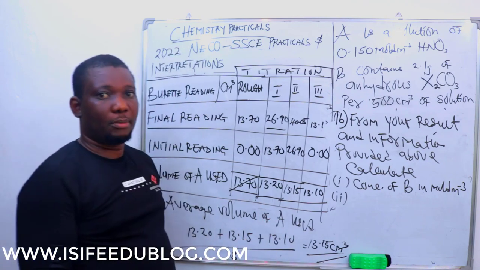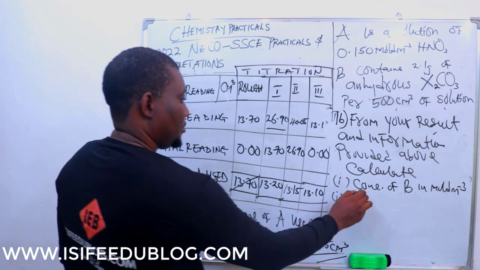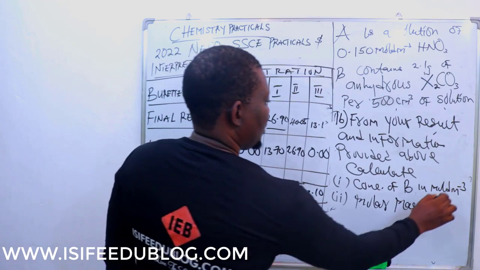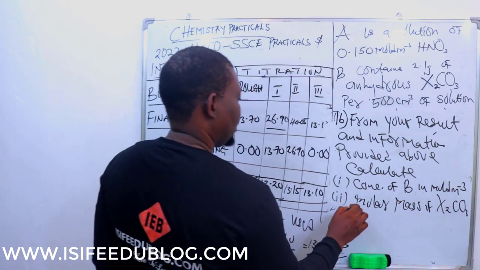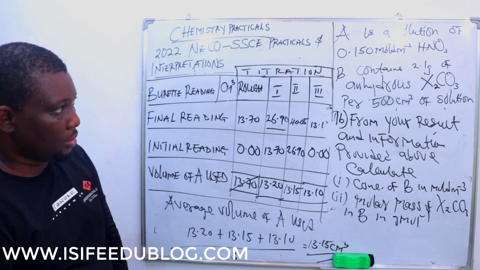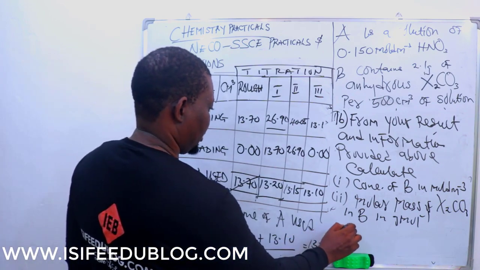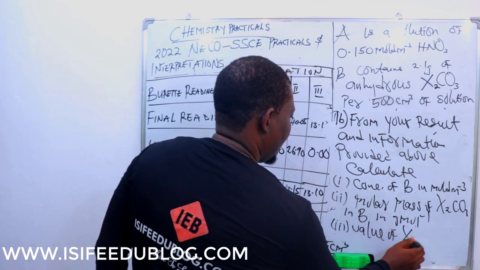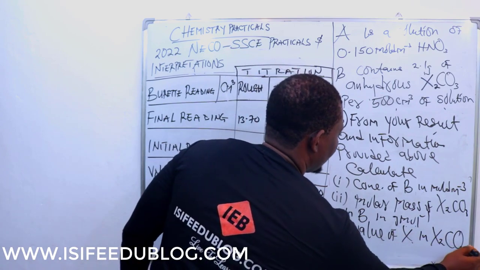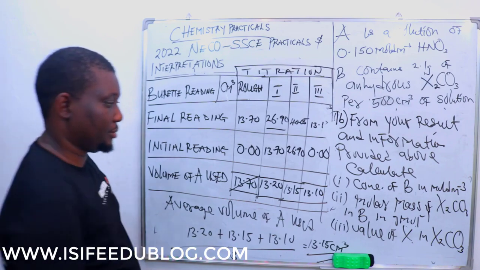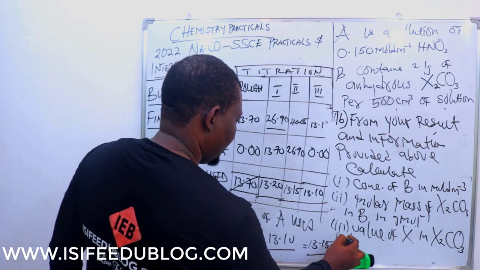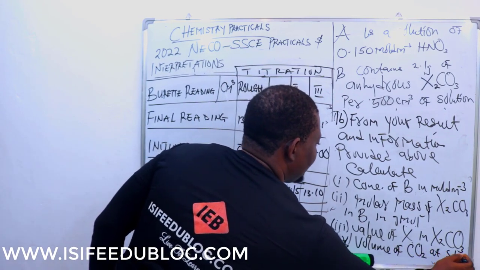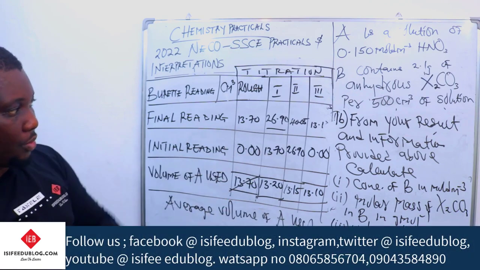You will also see another question: the molar mass of X2CO3 in B in gram per mole. You also look at the possibility that it may ask us to find the value of X in X2CO3. What if they ask us to find the volume of the gas? Because gas is going to be liberated. IV, volume of CO2 at STP. You look at the question, and then that's what we're going to be doing.